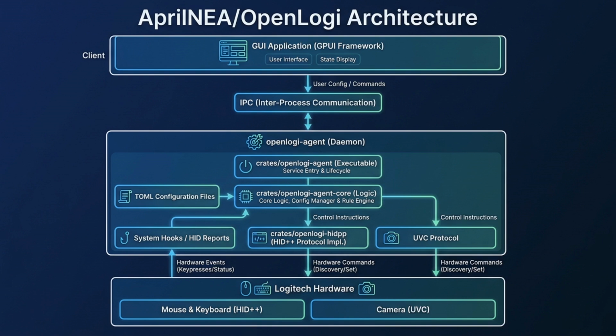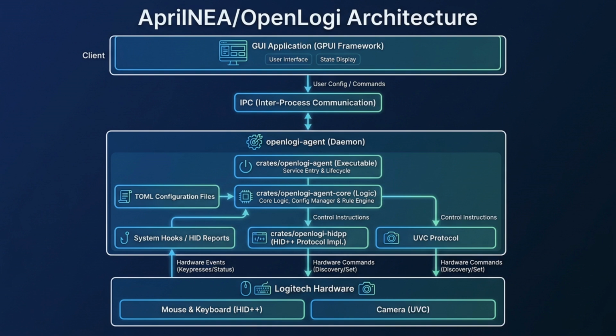OpenLogi takes a different angle. Instead of patching around the official software's limitations, it rebuilds the entire experience from scratch in Rust. It treats Linux as a first-class platform rather than an afterthought, and it stores every setting in a single plain text file instead of a cloud account.